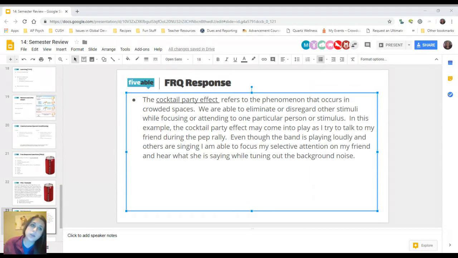So you have to talk about the pep rally and how the pep rally may make the cocktail party effect come into play. And so I talk about how, even though it's loud in the gym because of the band and the music, I'm able to still turn and talk to my friend because I can focus my attention on just her and block out that external stimuli. So that would be a really good answer for that question.